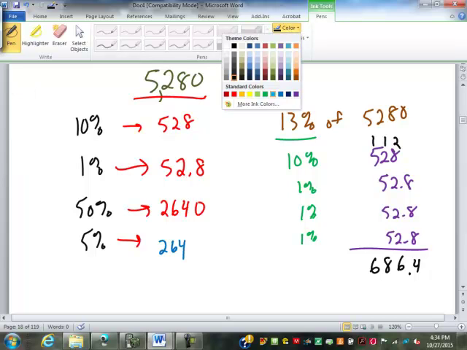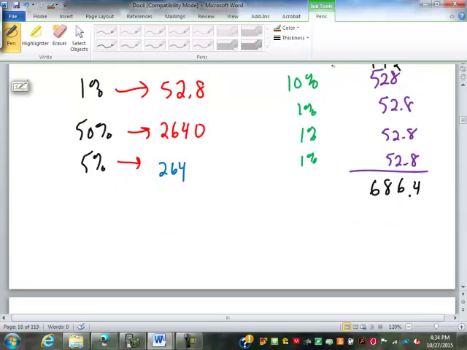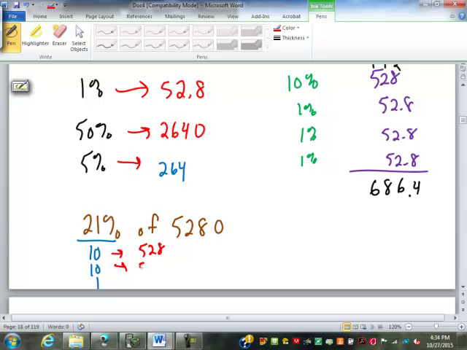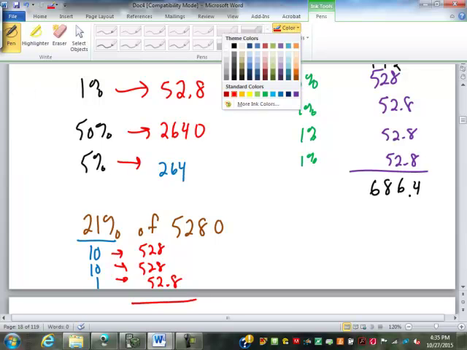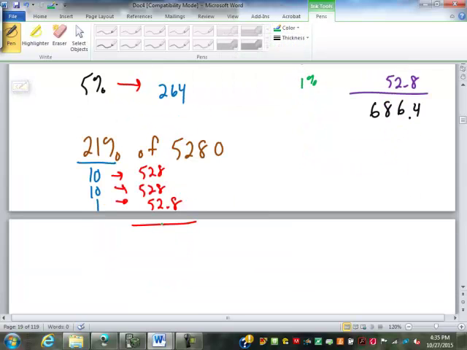Now that example wasn't maybe the simplest one I could have done. I could maybe do one like this that would be easier. 21% of 5,280. The 21% would be 10, 10, and 1, right? So that's 528, 528, and 52.8. If I add those up, $1,108.8 is 21% of 5,280.